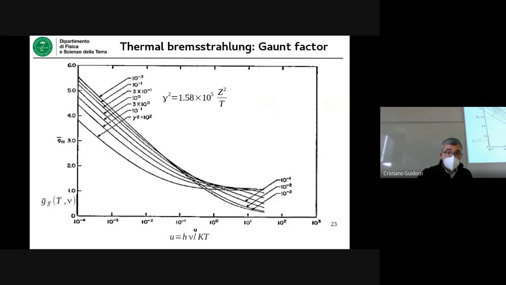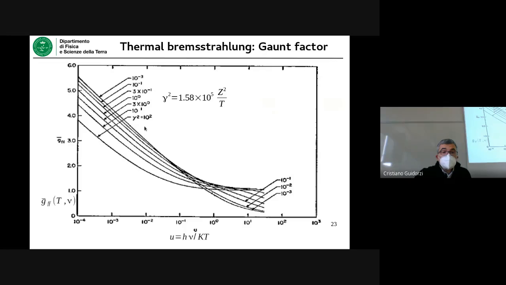For example, in this plot, the velocity average Gaunt factor is shown. So you see, it's just a few of several: 1, 2, 3, 4, 5. As a function of what? Of u. U is the energy of the photon over kT. So it's an adimensional quantity. So this is a semi-logarithm plot because u is given in logarithmic scale.